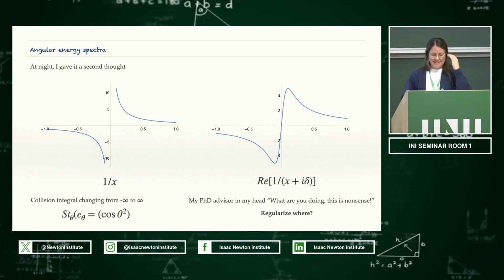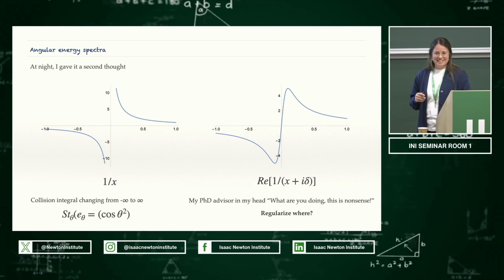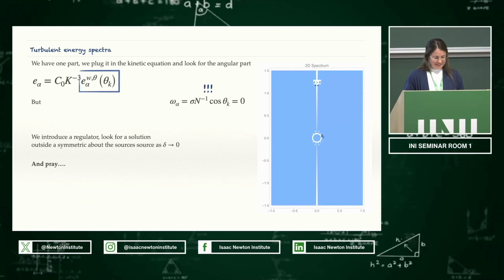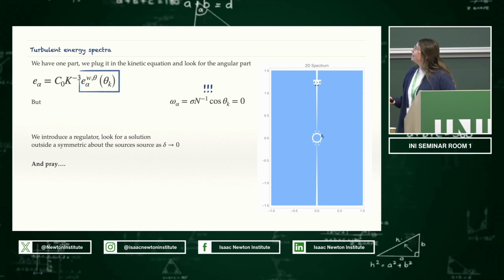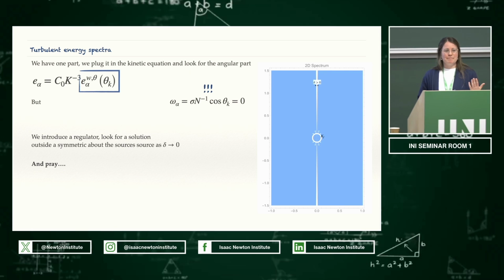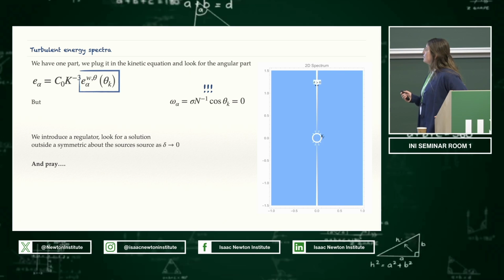And I was speaking in my head with my PhD advisor. He was yelling at me in my head and said it's completely nonsense, and why would you do that? But I decided to try that anyway. And then I remembered that my equations should not actually be valid on this entire curve. So actually maybe I need to regularize exactly around this curve, and that will give me a meaningful solution.